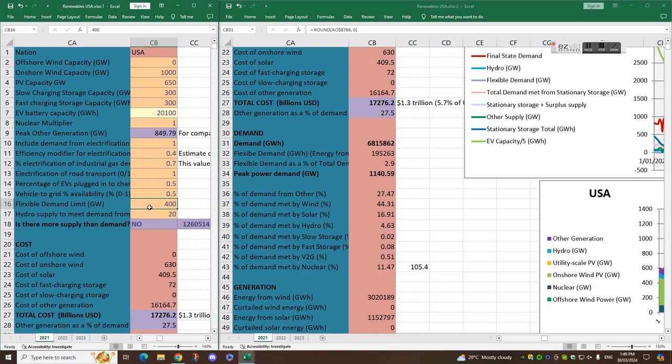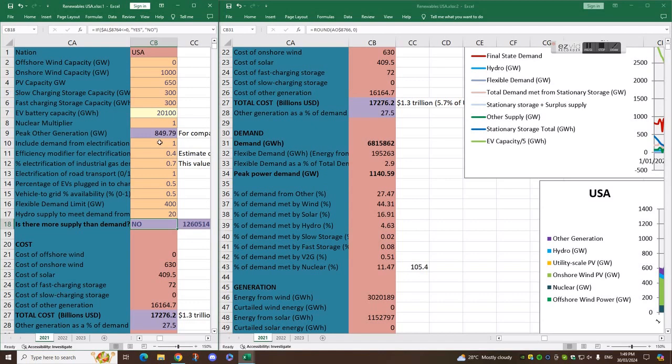Now this 400 gigawatts of electrolyzers are only going to work when there's excess wind and solar. So this is flexible demand. The demand will only be there when there is surplus supply from wind and solar to run the electrolyzers. So it's an optional one.